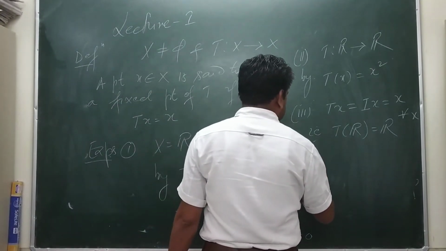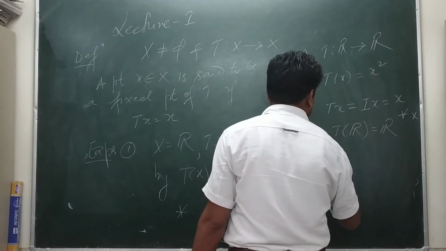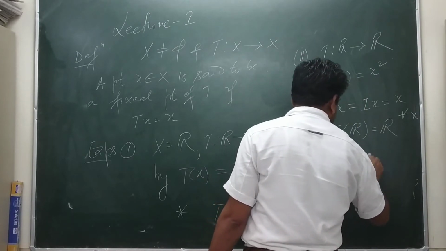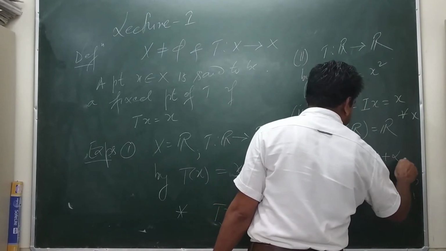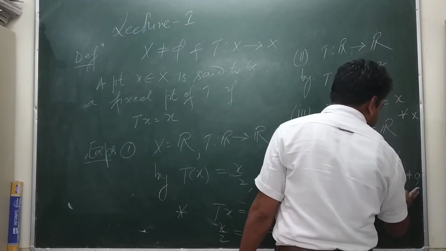Now consider another example, a mapping again from R to R, T(x) equals x plus alpha, where alpha is some non-zero real number.